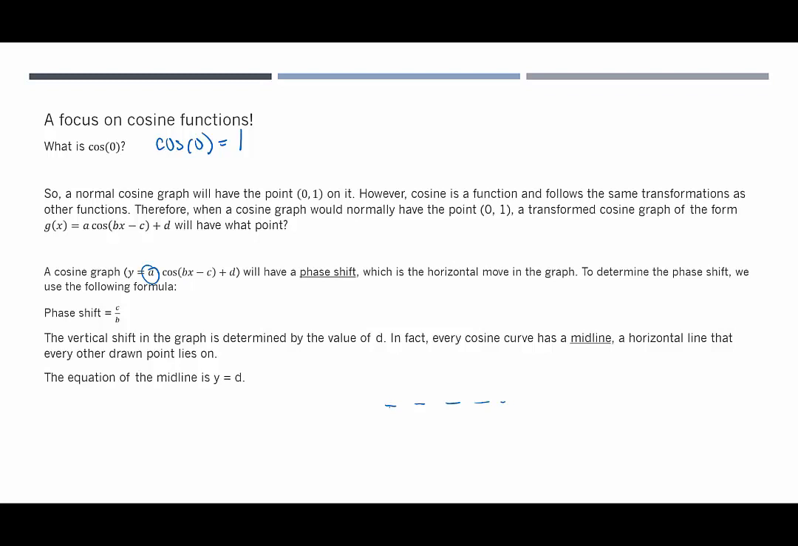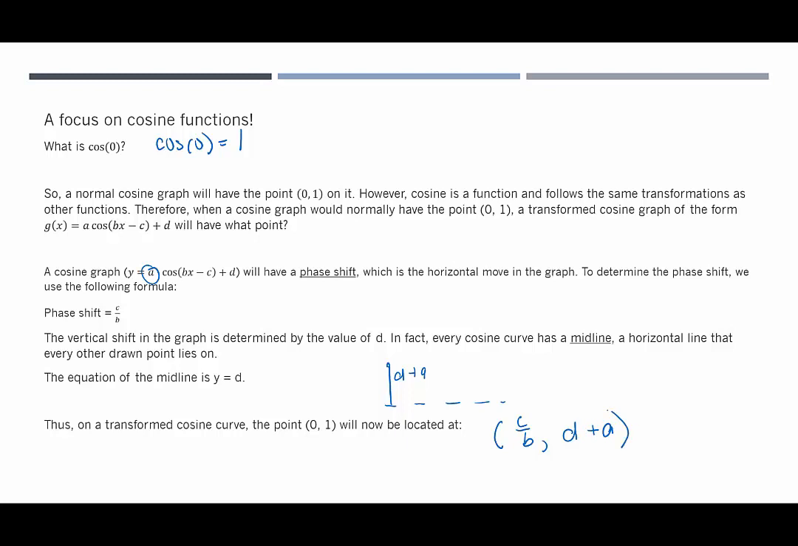So if a is positive, then the starting point will be a units above d. If a is negative, actually, sorry, I'm going to change that to d plus a. If a is negative, then it will start below d, because we would do d plus a, but a is negative, so it's going to dip below d. Therefore, on a transformed cosine curve, 0, 1 is now located at c over b, comma d plus a. Our horizontal shift stays the same, but our vertical shift is going to be d plus a, where you keep the sign of a.